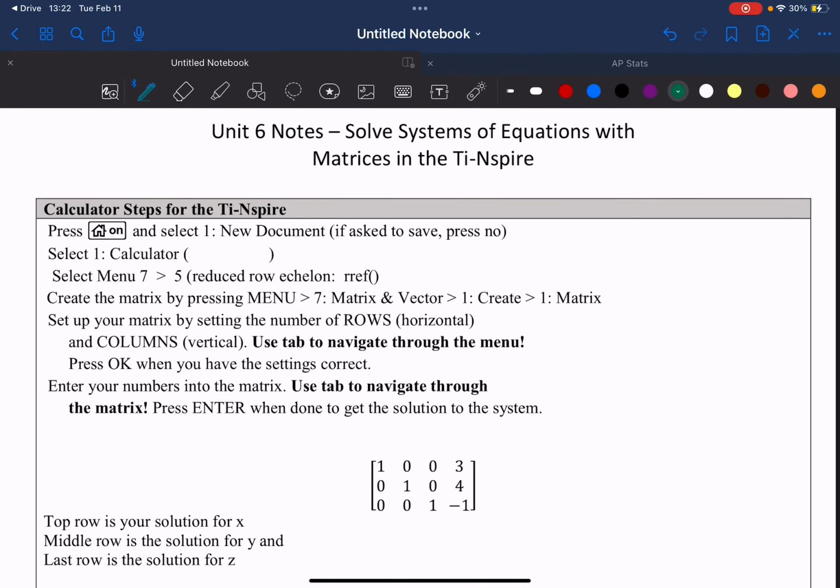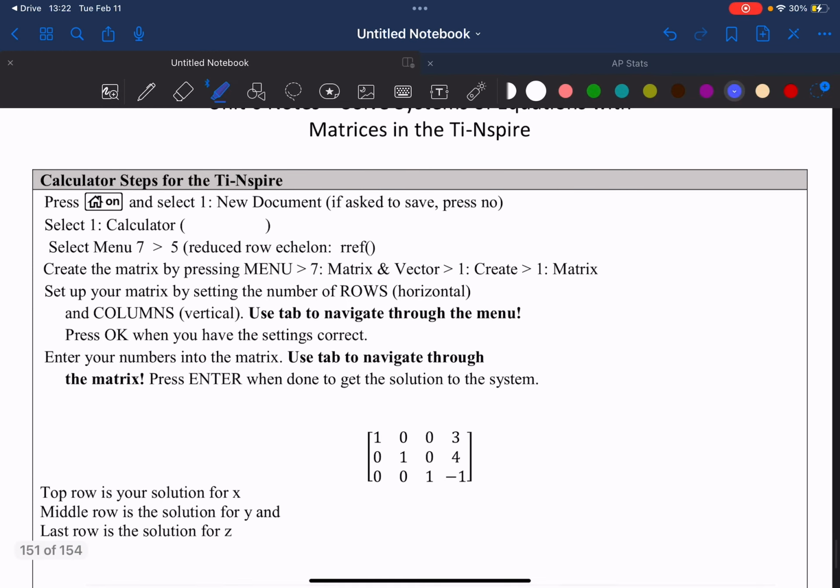Okay, solving system of equations with matrices using the TI-Nspire. So on this sheet is all the steps you need to solve the matrix using the calculator. I will not be giving you these steps on the test. You need to have these memorized.